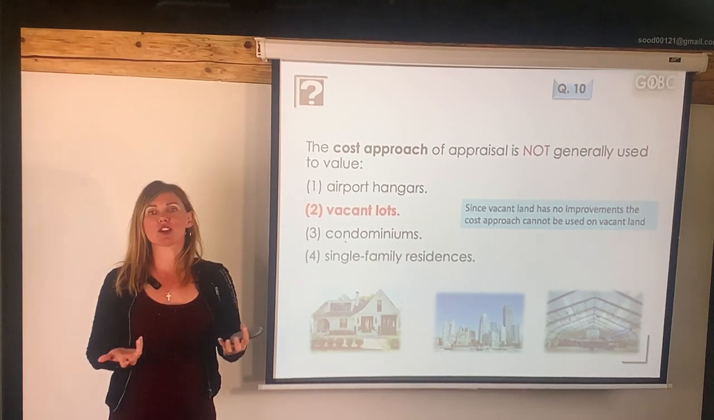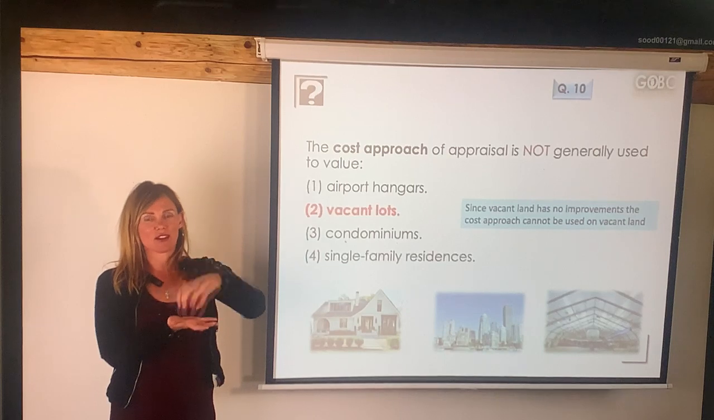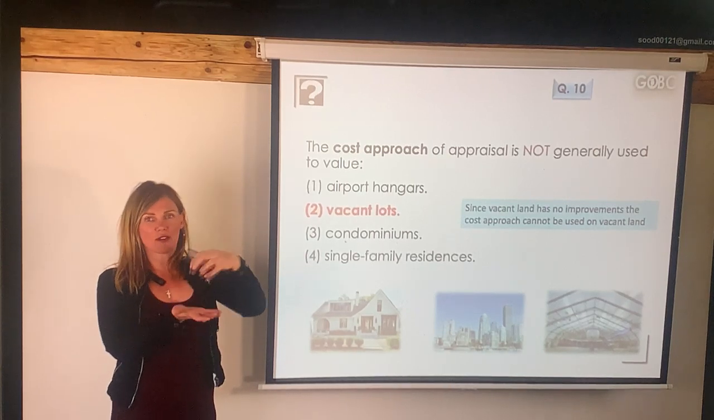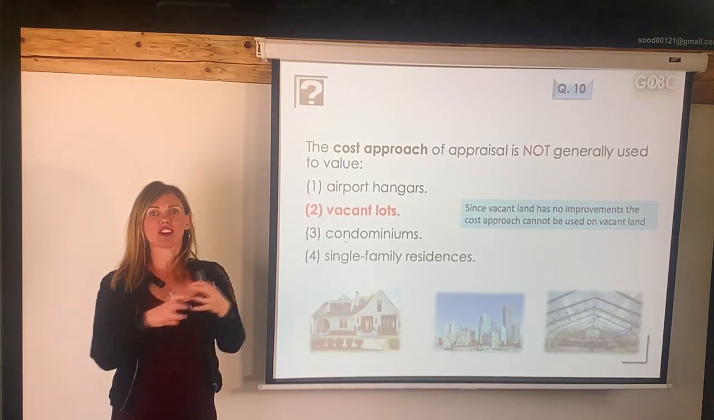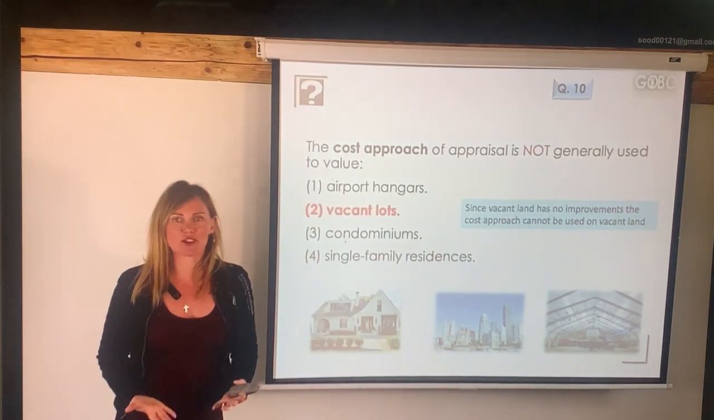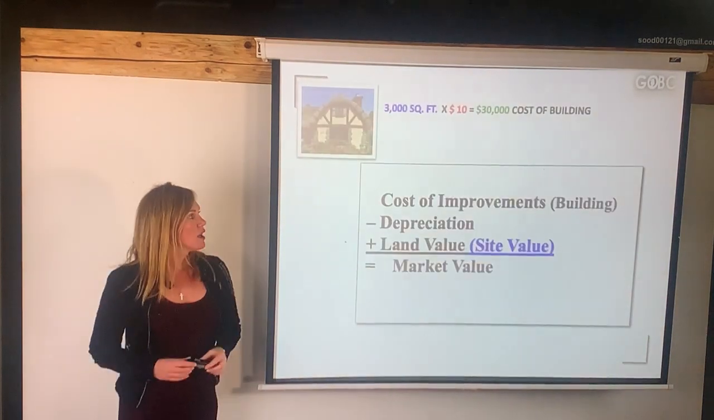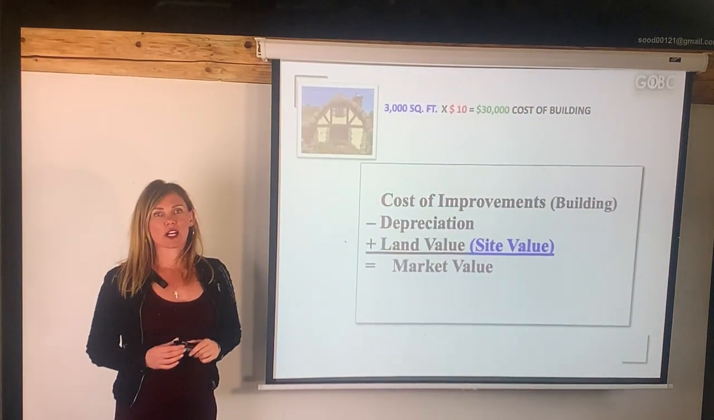In order for you to figure out the cost method, you need to have something on top of the land, because you will take that something, and then you will take depreciation from that building or whatever is on it, and then you would add the land to this to figure out how much the property is worth. But the vacant lot has nothing, no improvements, no building on it, so you can't really use the cost method in this case. Tricky question. So this is the formula you're going to be using for your cost method.